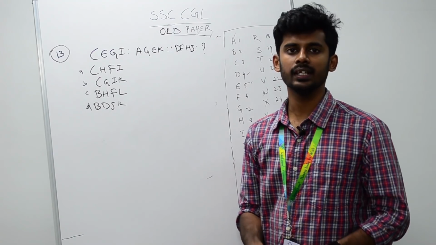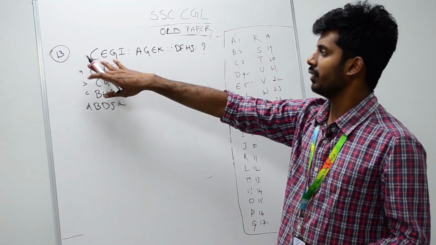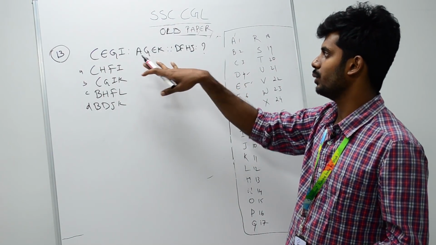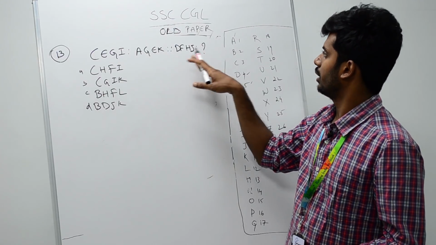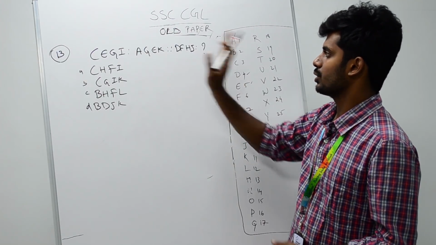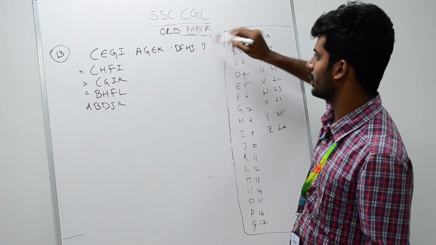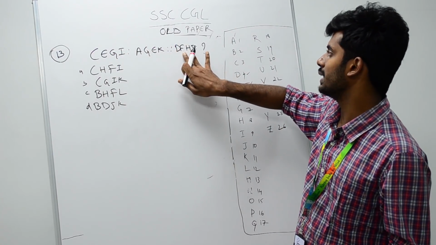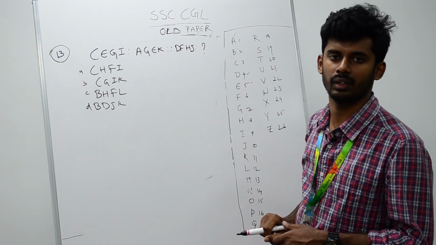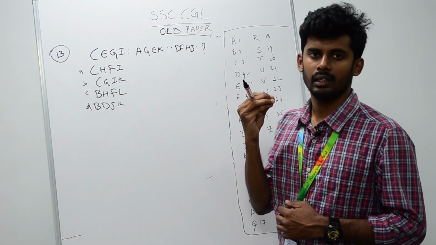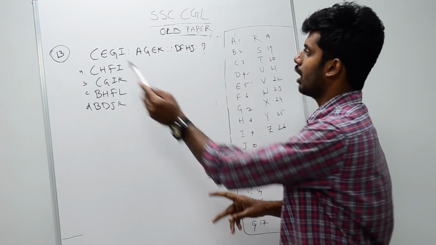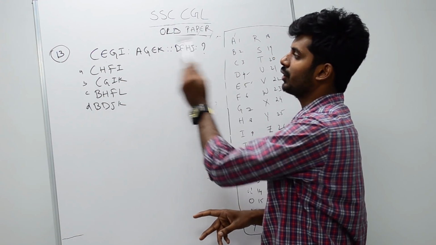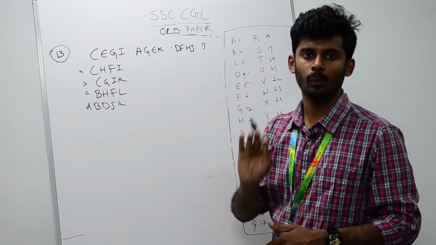So coming to the 13th question, they have given CEGI is to AGEK and DFHJ. So similarly, what will come here? If this was coded into AGEK, then how will DFHJ be coded into another one? Let's see a simple trick. How was CEGI converted to AGEK? Just see the common differences.